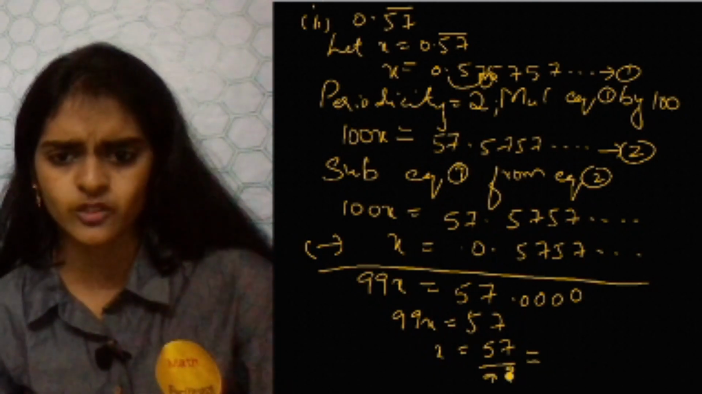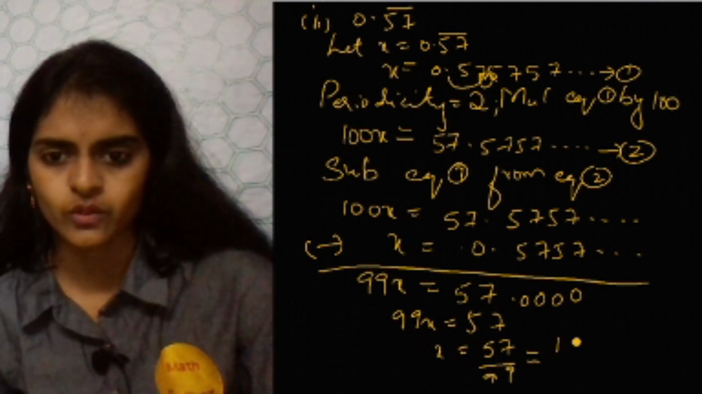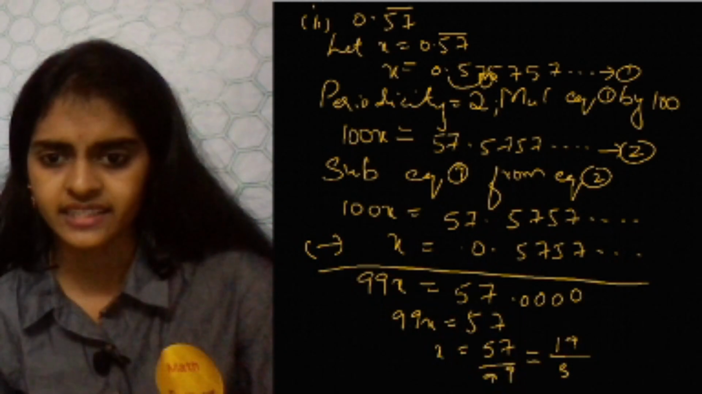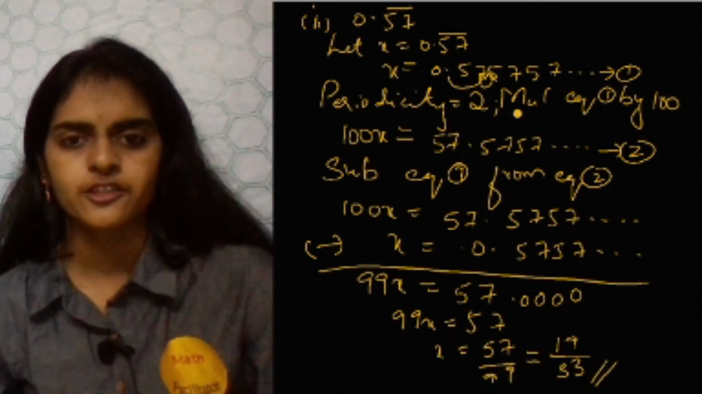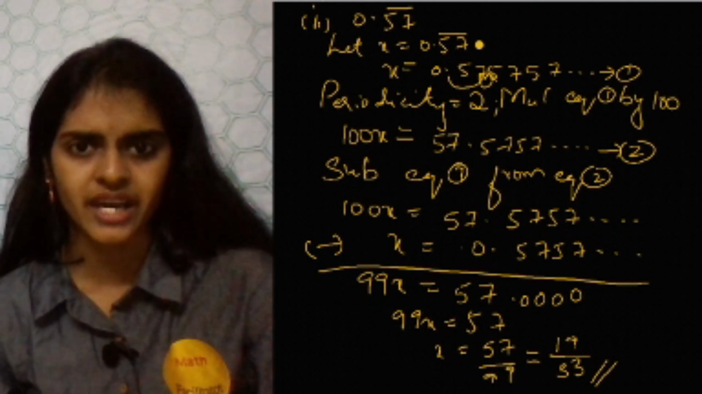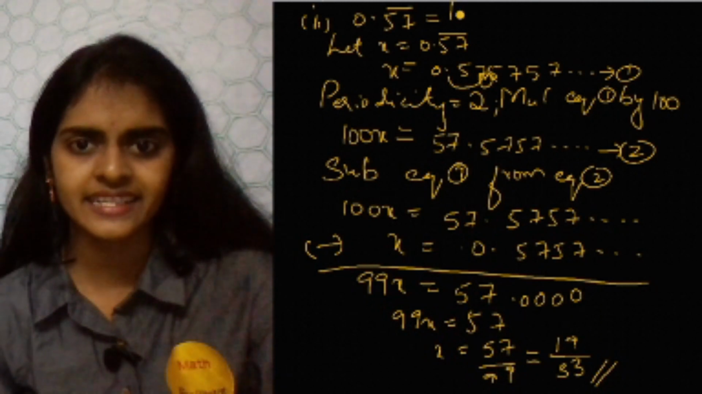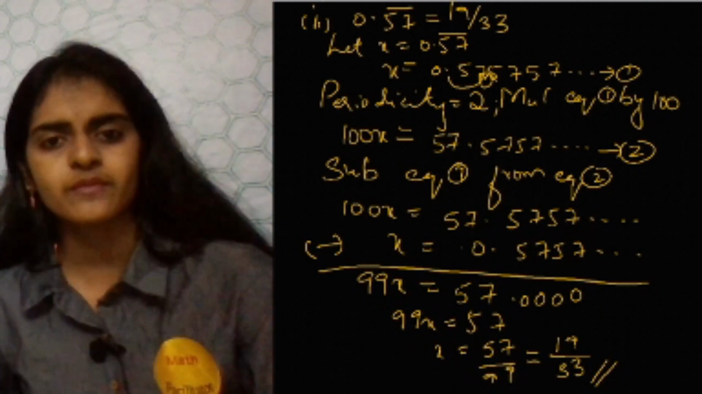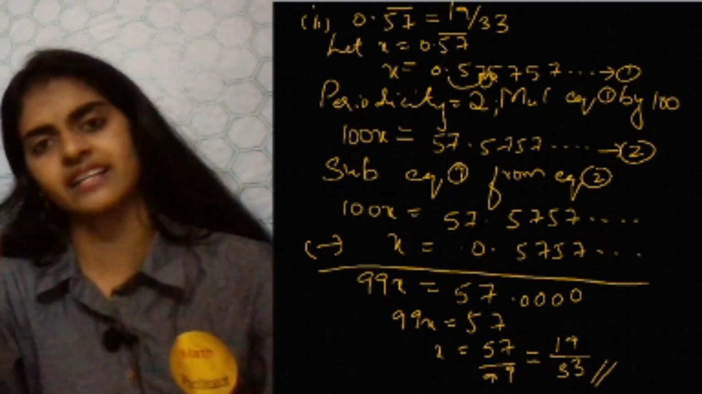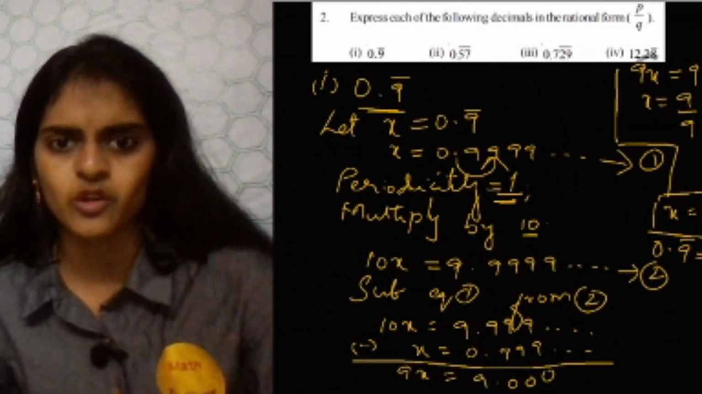Now what is x? x is nothing but 57 divided by 99. You can see, you can cancel it in the 3 table. So 3 ones are 3, 3 nines are 9, so you have 19 divided by 33. So x is 19 divided by 33, which is 0.57 bar. Is this clear? If you understand one problem, all the others have the same model. Similar problems.